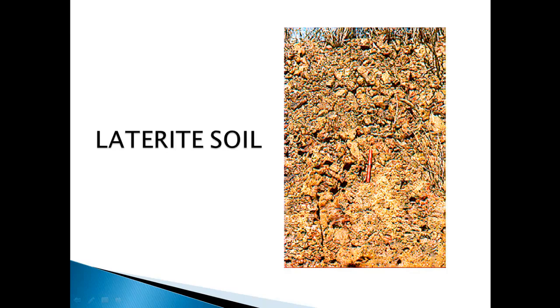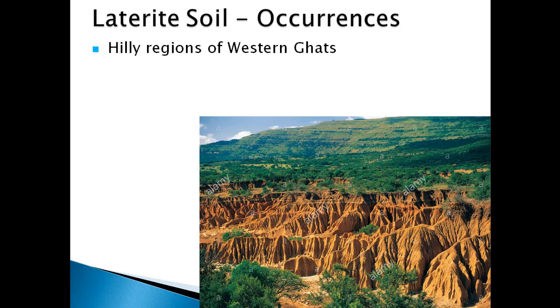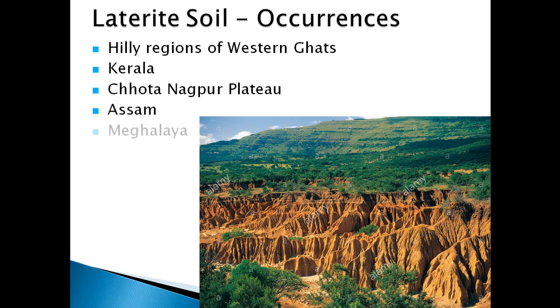Now we learn about laterite soil. As you can see in this picture, there are large and small pieces of regolith present here. It is mainly found in the hilly regions of the Western Ghats, Kerala, Chotanagpur Plateau region and Assam, followed by Meghalaya. These are the areas where laterite soils are very commonly found. Hilly region doesn't mean this area is too high or covered with snow.